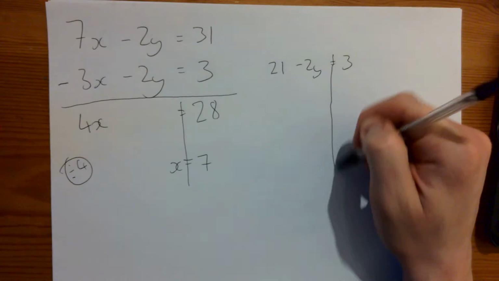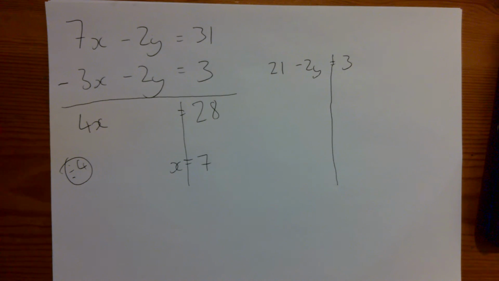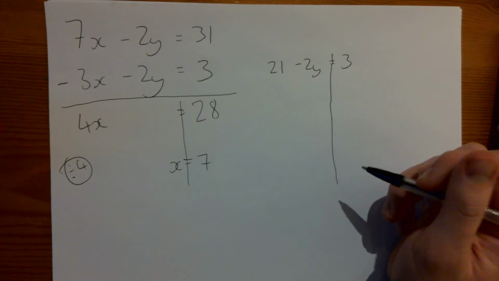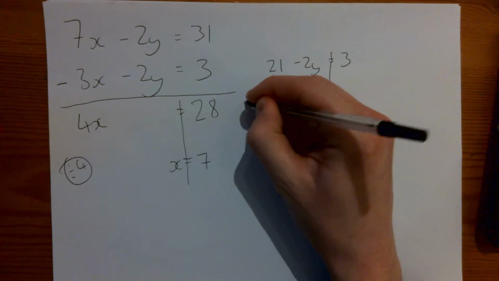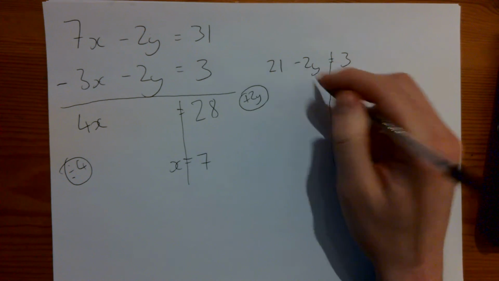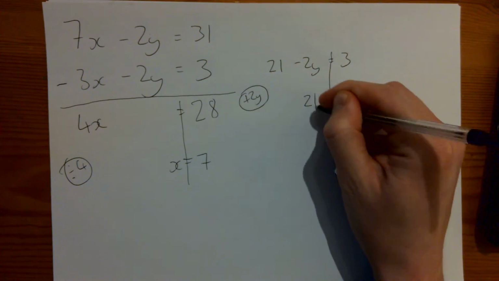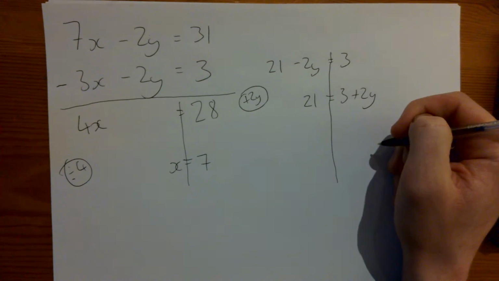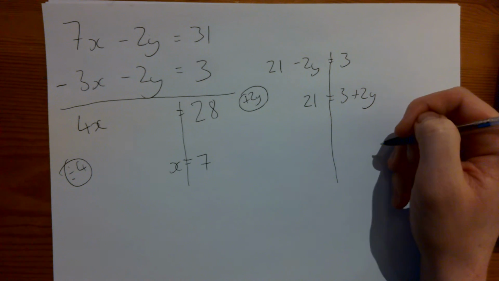It's not the only way you could do this, you could start by getting rid of the 21, but actually I don't much care for having a negative amount of y's. So I'm going to start by adding the 2y to both sides. That cancels out the minus 2y there and just leaves me with 21 and leaves me with 3 plus 2y on that side. I'm a bit happier now. I've got my positive y's.